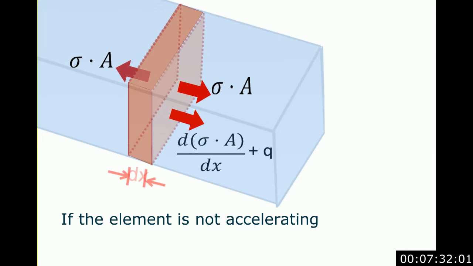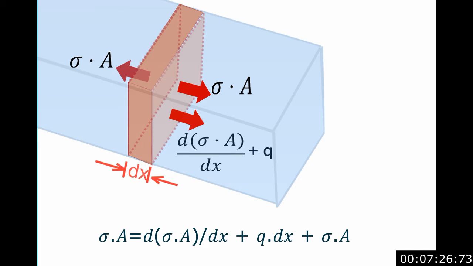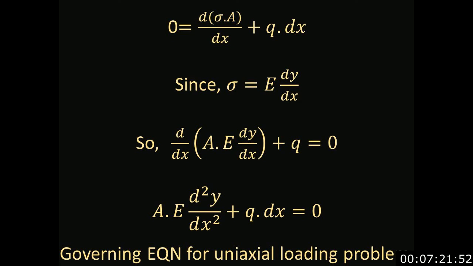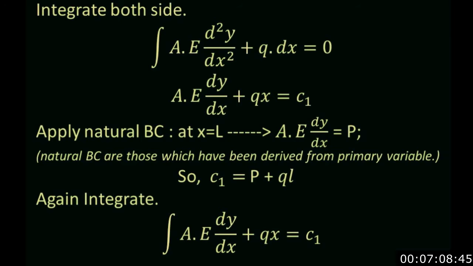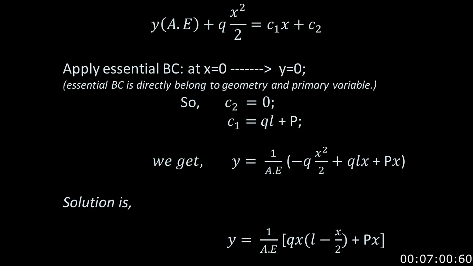end. In static condition, the forces acting on both the faces of the element are equal. In the simplified equation, we substitute stress, which is the product of the Young's modulus and rate of change of displacement, to obtain the governing equation. Integrating the differential equation and applying the natural boundary condition, we get the constant C1, and C2 is obtained by the application of the essential boundary condition. Putting the values of C1 and C2, we get the closed form solution for displacement.